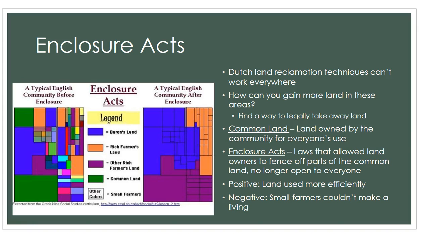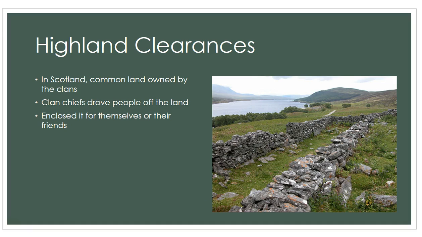Now, being strong-armed off the land by large landowners was especially true in Scotland. In Scotland, the clans were the ones who owned all the common land, and basically the clans were like these giant extended families. You belong to a clan, and it's kind of like a tribe or something like that. And in Scotland, the chiefs actually forced their own clan members off the land that they had held for generations.